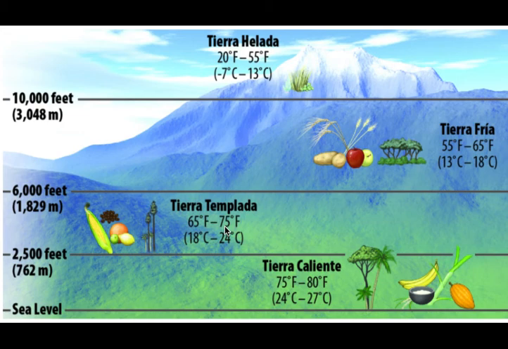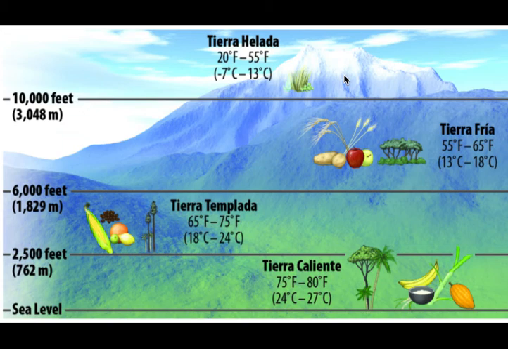Higher in elevation is the Tierra Fria. That's way up here, the cold land. This region has chilly nights. It can be used for dairy farming and grow hardy crops such as potatoes, barley, and wheat. Here your average temperatures are between 55 and 65. The higher in elevation you go, the continued decrease in that overall temperature.